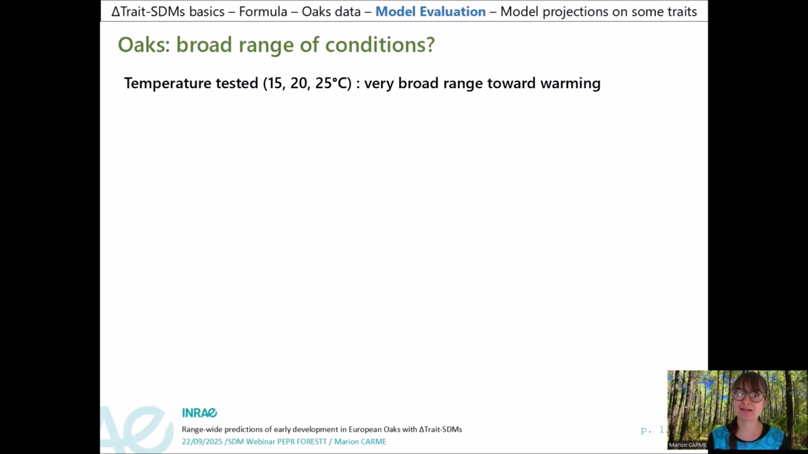Do we have a broad enough range of conditions for our oaks? For the temperature tested, so the climate transfer distance, yes, we have a very broad range, especially towards warming. We have a transfer distance up to plus 15 degrees. 20 and 25 degrees are very warm for some of our oak populations.